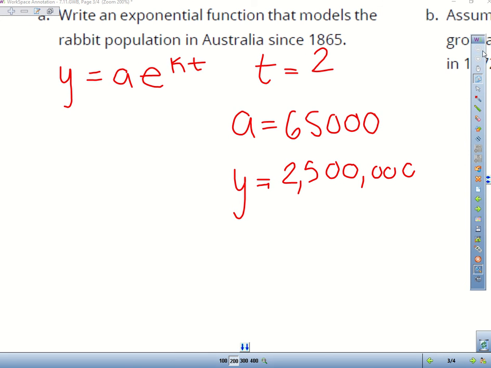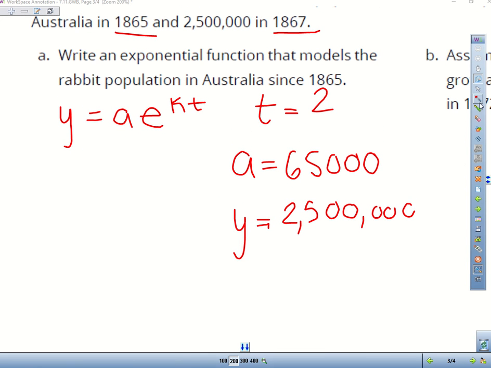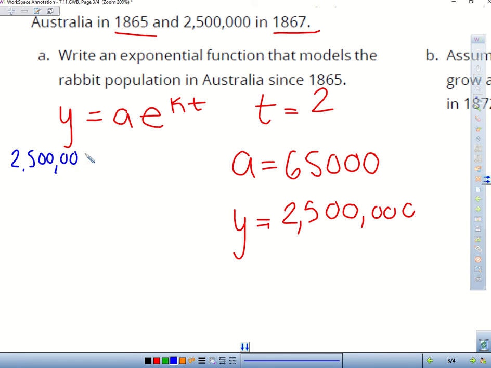So I'm going to take my formula and I'm going to be plugging into it. So y is this, is equal to this times e to the power of 2k, right? 2 times k, because we're trying to solve for k, we don't know what k is. What's going to be the first step in solving this? Good, divide by the 65,000.